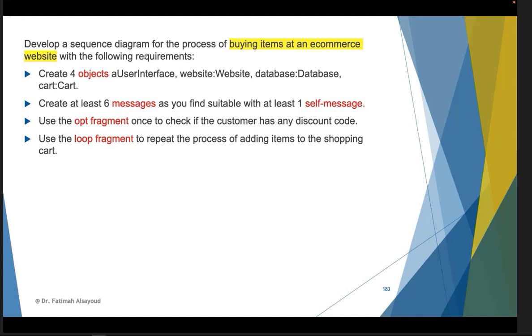And they tell you what the requirements are. They ask you to have at least 4 objects. And in this case, they specify them. They tell you what the objects are. Sometimes they don't. Usually, we are always going to have a user interface. They tell us we have an object called website from class Website. We have an object called database from class Database, and we have an object called card from class Card. So this is the first requirement.